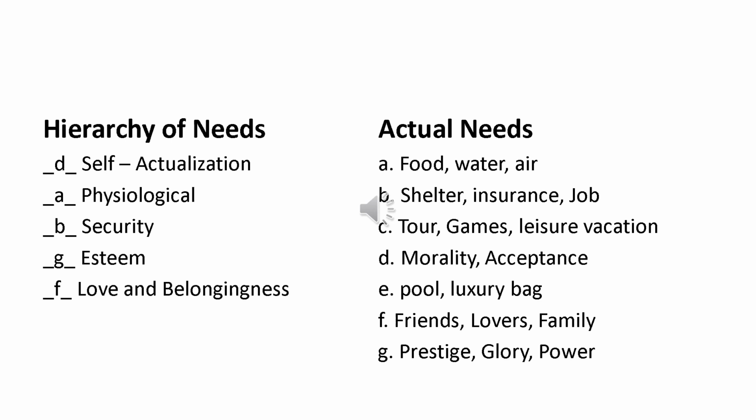Now let's answer the assessment. So in self-actualization, it is D, morality and acceptance. In physiological, it is A, food, water, and air. In security, it is B, shelter, insurance, job. In esteem is G. Okay. Prestige, glory, and power, and love and belongingness is F, which is friends, lovers, and family.